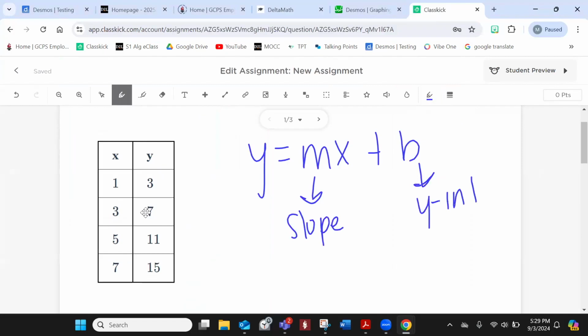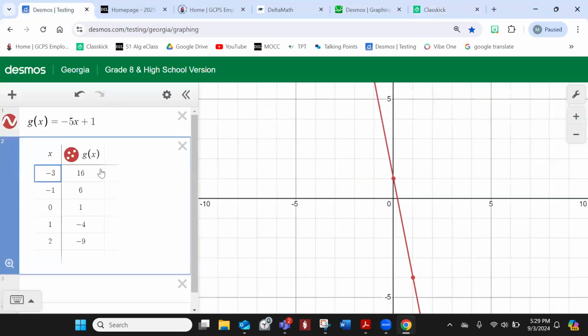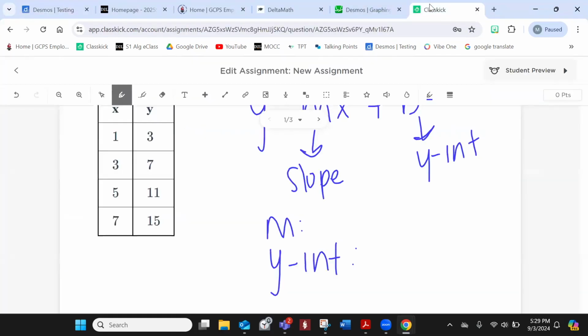b is the y-intercept. All right, so the next thing I need to do is put this table into Desmos graphing, because I can find the value of the slope and the value of the y-intercept by putting it into Desmos. So I'm going to go over and put this in. It may be helpful if you split your screen to do this. You don't have to, but you can.